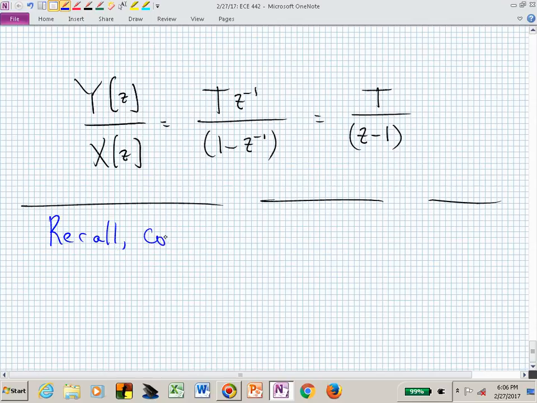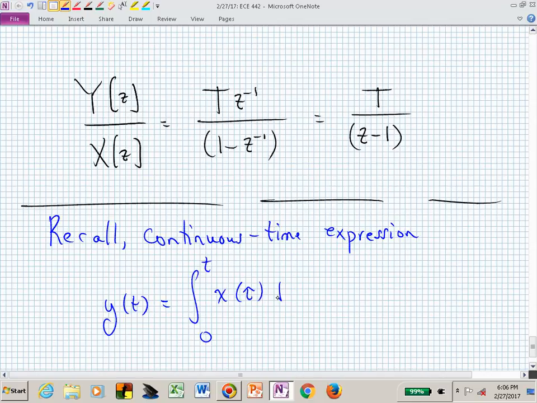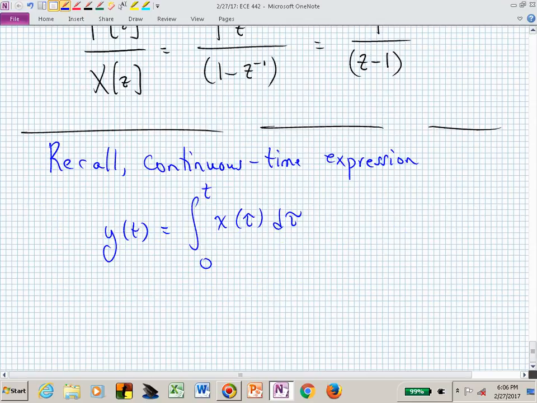Recall. What does integration look like in continuous time? And that one you should be able to just write down to please your calculus instructor. This is just y of t is equal to the integral from 0 to t of x of tau d tau. That's the continuous time expression. But what if somebody says, take this into the frequency domain? Then what happens? What does little y of t become?